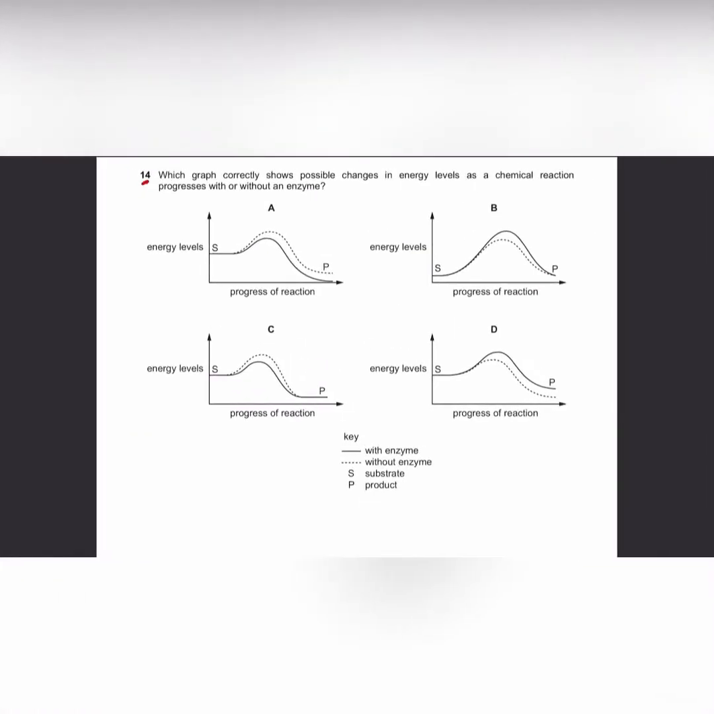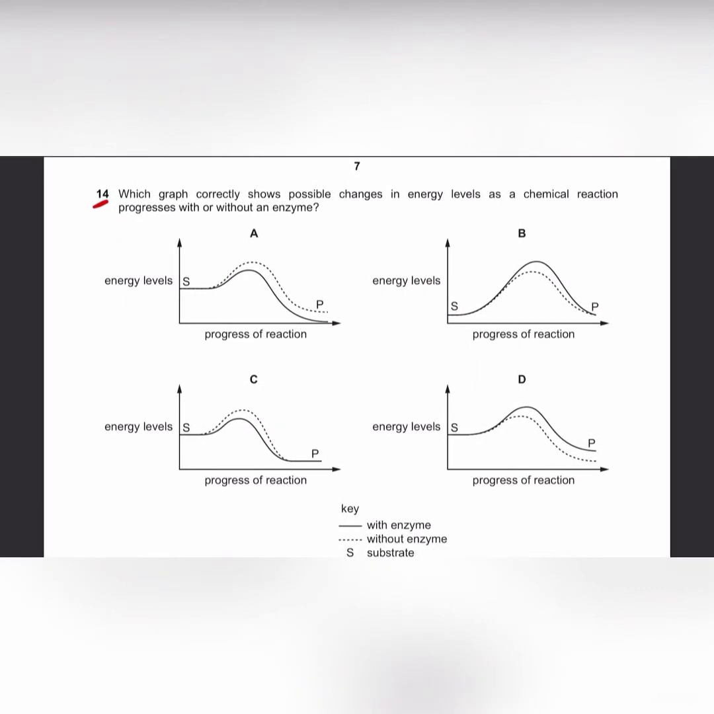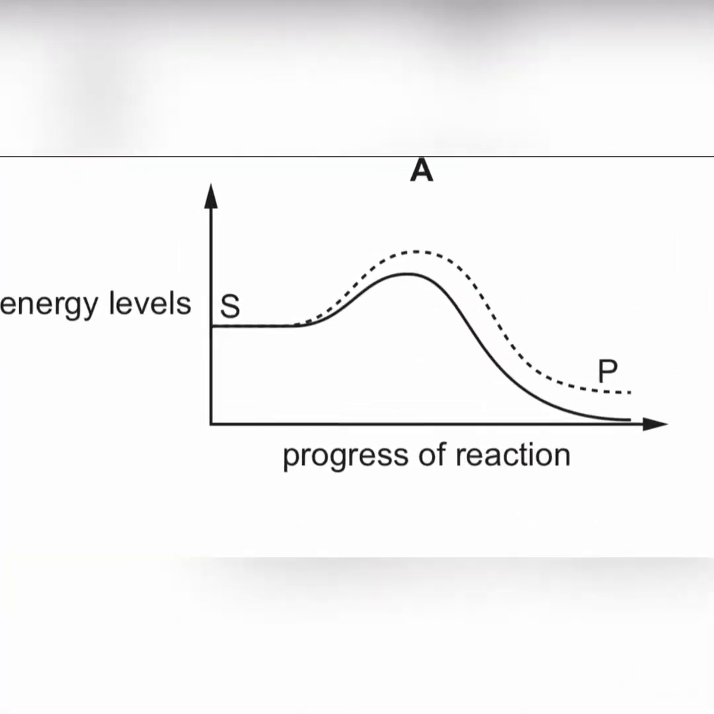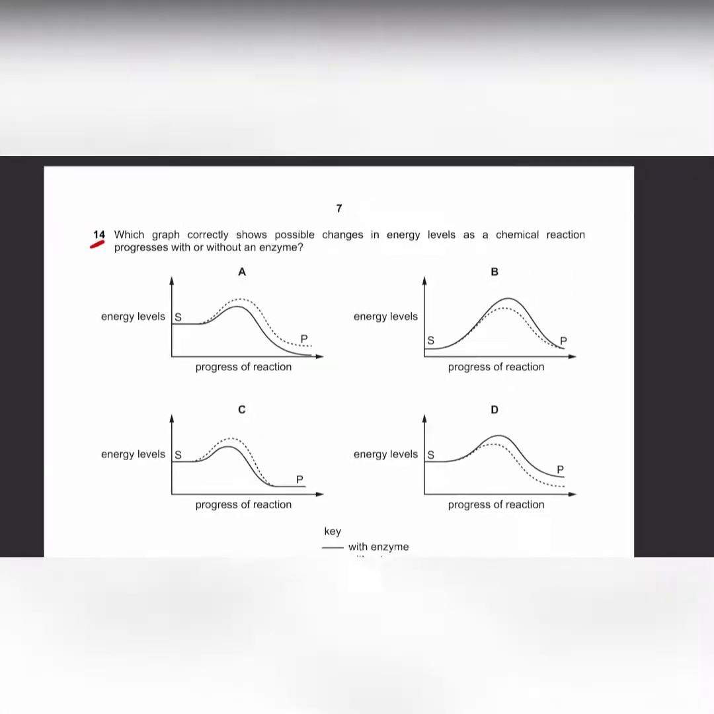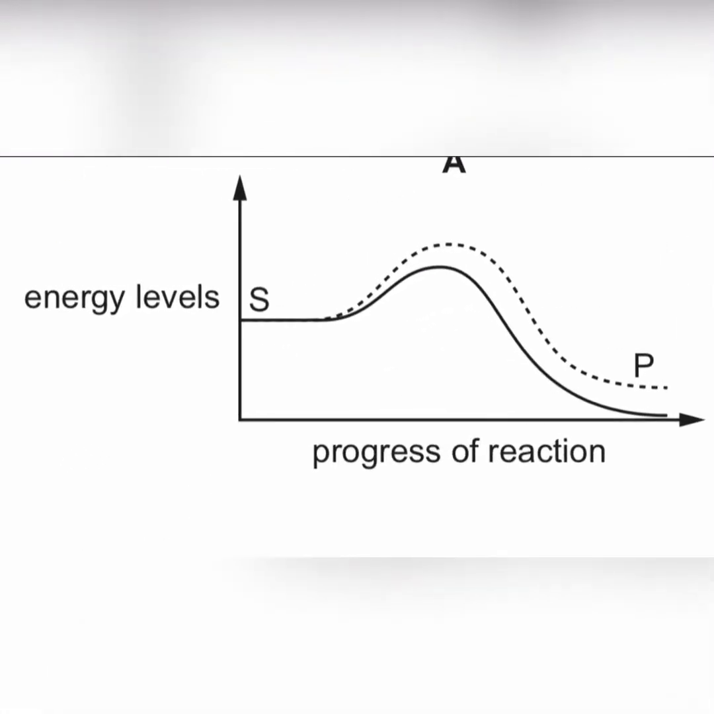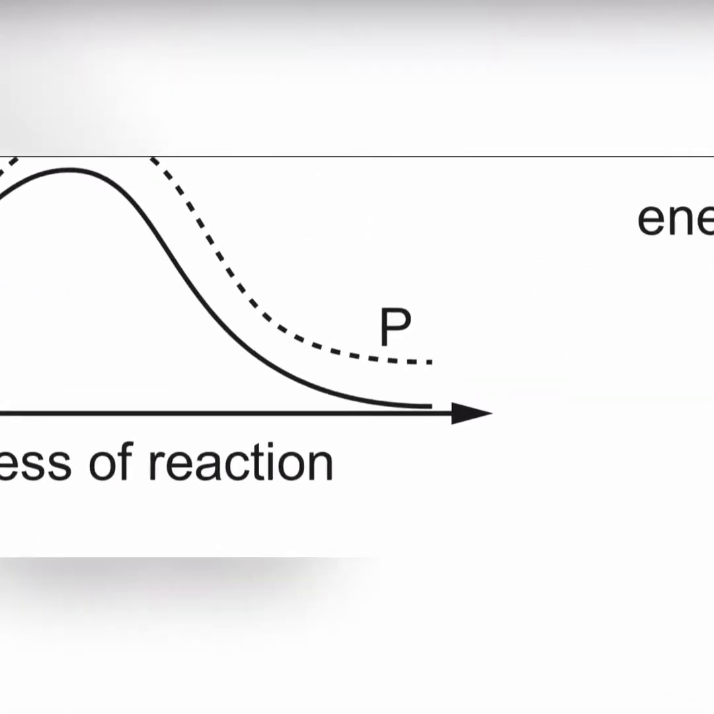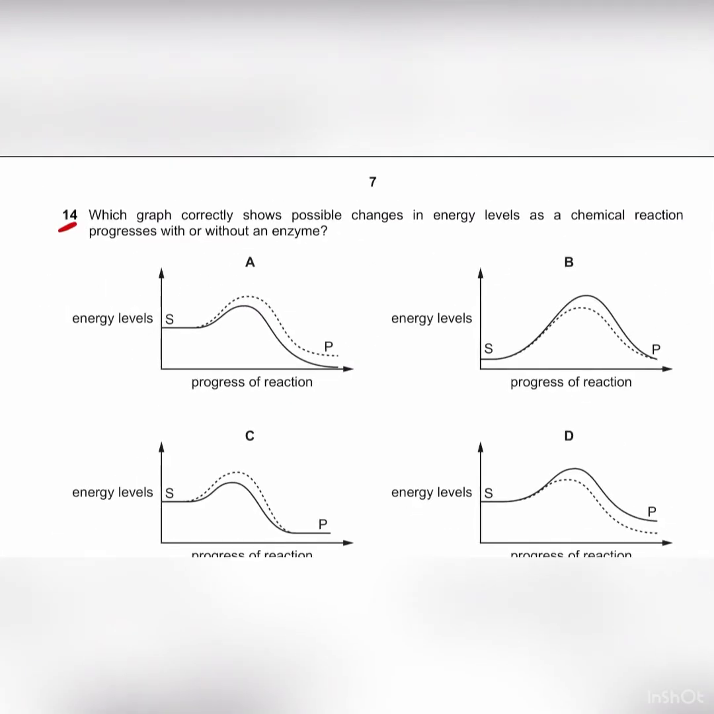MCQ number 14. Which graph correctly shows possible changes in the energy levels as a chemical reaction progresses with or without enzyme? So you all should know that what an enzyme does is lower the activation energy. However, there is no change in the energy level of the substrate and the energy level of the product. The initial energy level of the substrate and the final energy level of the product should be the same. There should be no change in the enthalpy. Enthalpy change will stay constant. Only the activation energy will fall.